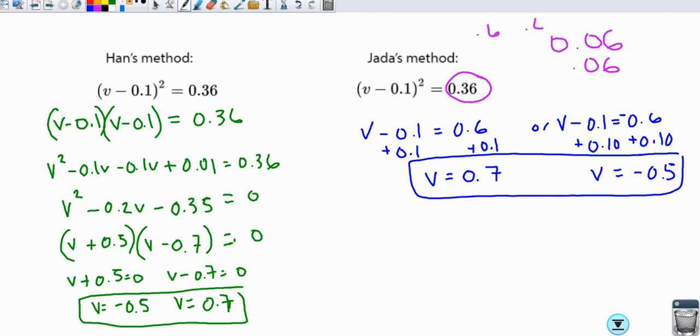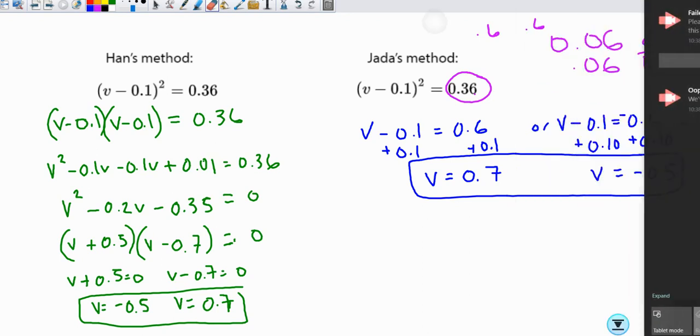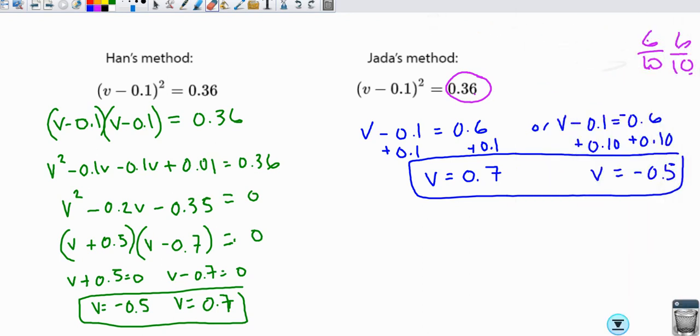0.6 times 0.6, or 6/10 times 6/10, gives you 36/100ths, which is what we have here. Okay. So check your work. So each time we should get the exact same answers, no matter which method we use.